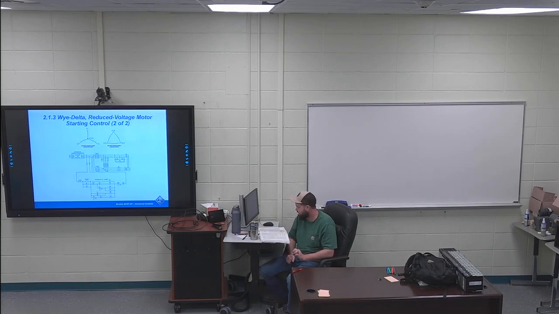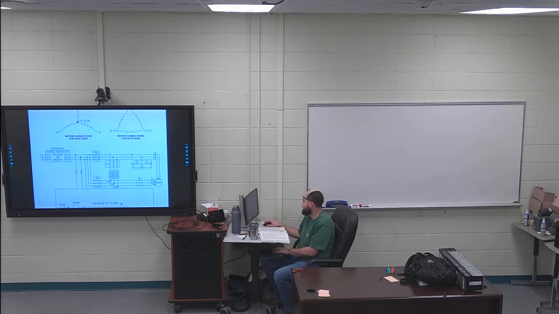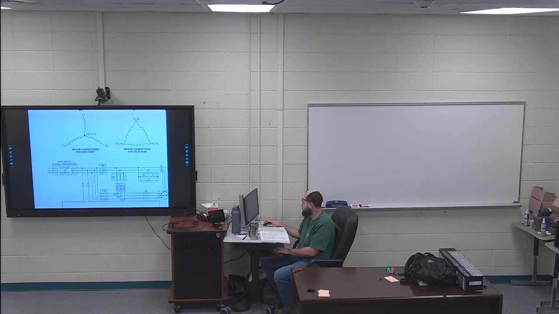Key in on this, a 3-pole contactor 2M. So you see your 2M contactor up here at the top, 3-pole contactor. Coil is down here, contactor is right here, 3 poles.